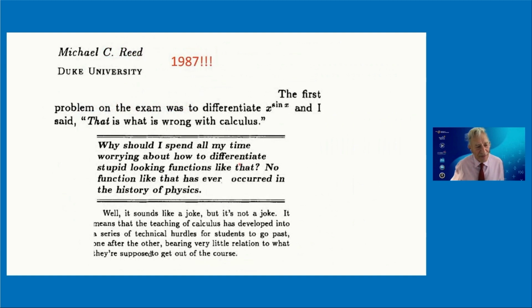I got to laugh at the fact Mike Reed is still an excellent mathematical biologist at Duke and is very active. He said this in 1987. The first problem on the exam was differentiate x to the sine x. And I said, that's what's wrong with calculus. Why should I spend all my time worrying about how to differentiate stupid looking functions like that? Well, it's 36 years later and nothing has changed. So we do things very differently.